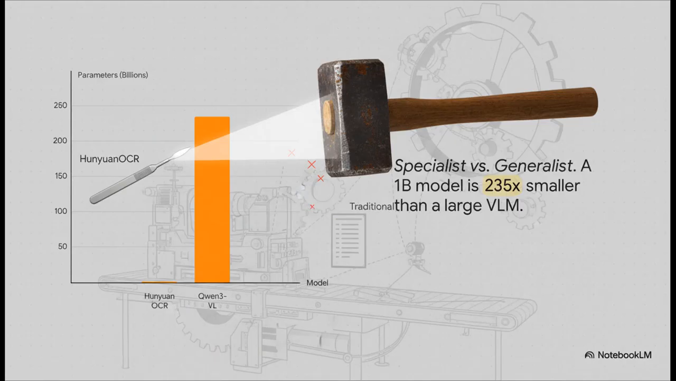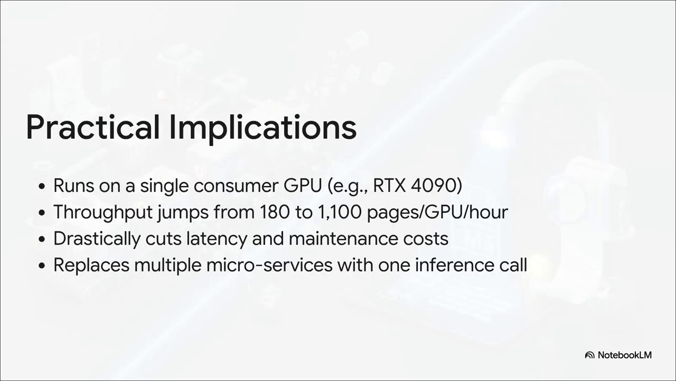And just look at this comparison. It puts it into perspective. You've got HunyuanOCR over here, and then you have a massive generalist vision model like Qwen, which is literally over 200 times larger. This is the difference between a surgical scalpel and a sledgehammer. So what does this tiny size actually mean for you, the engineer? It means you can run this with incredible speed on a single consumer GPU, like a 4090. In one case study, throughput jumped from a measly 180 pages an hour to over 1,100. All of that translates to way lower costs, way less maintenance, and never having to debug that fragile pipeline again.